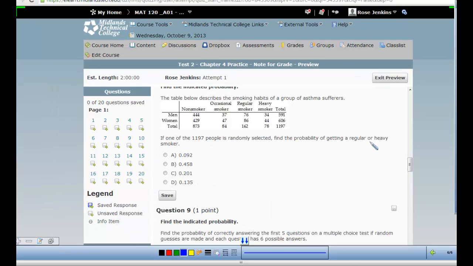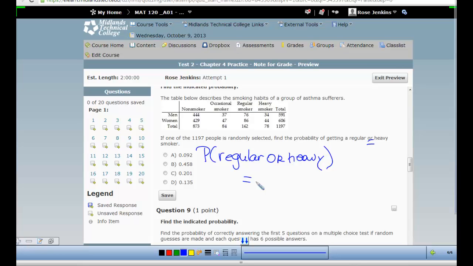Addition rule, because we've got the keyword "or": probability of regular or heavy. And are these events dependent? I'm sorry, are these events mutually exclusive? No? Okay, look at the table.